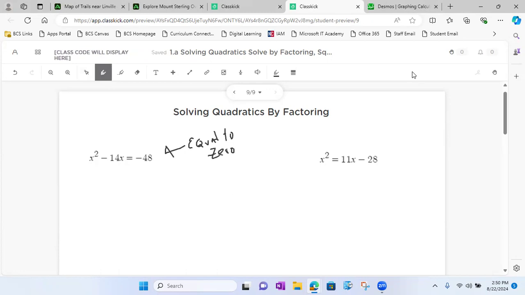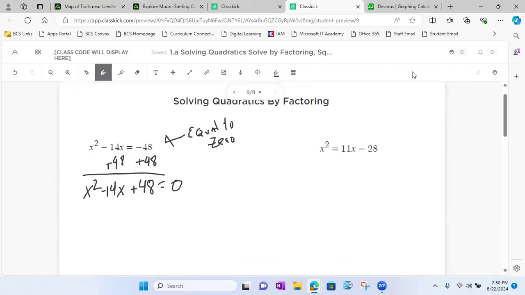Okay, so we're going to take that negative 48. We're going to add it over to the other side and get rid of it. So I'm going to add that 48 over here. And when I do that, that's going to leave me with x squared minus 14x plus 48, and that is equal to 0 now.